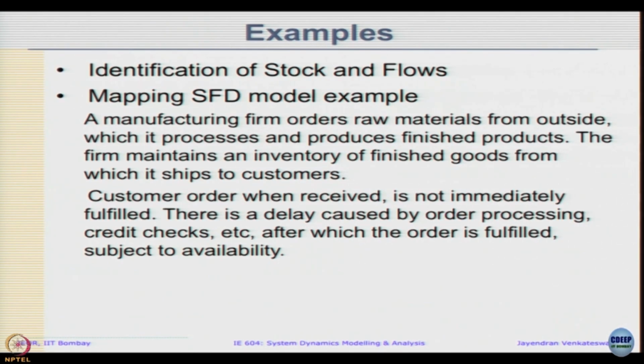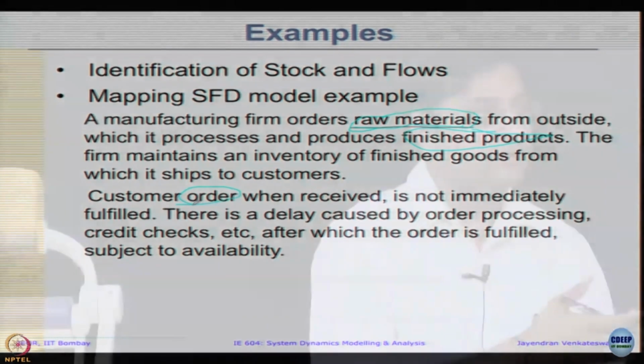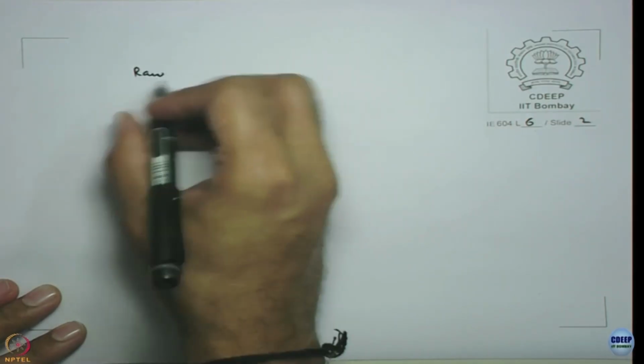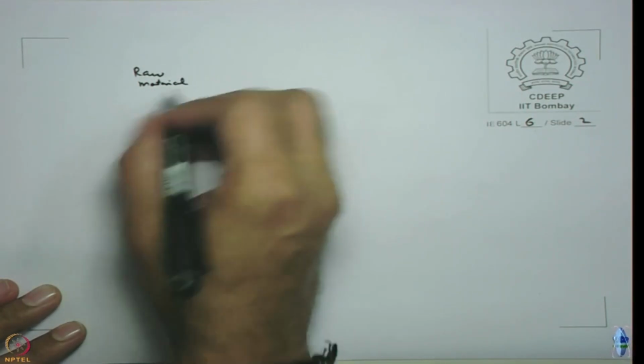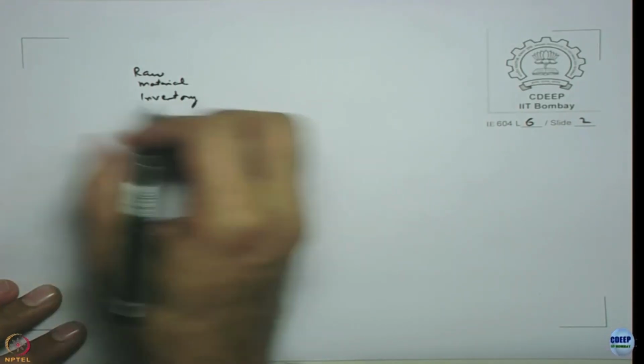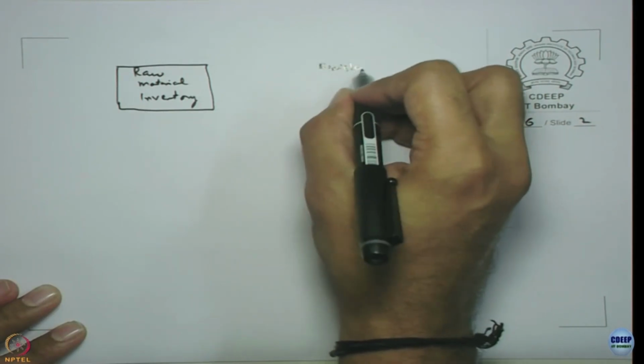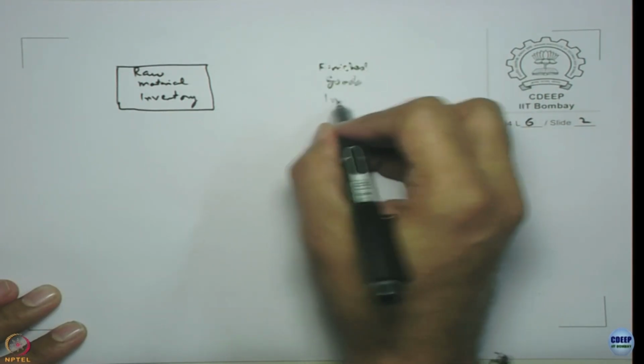So what could be the stocks in this scenario? I think the example is quite easy to remember. The company gets raw materials, then it produces and makes finished products, and when a customer makes an order, they keep it in backlog while they are doing all the various checks, and then once it is done, it is shipped. So we identified three stocks. Raw material inventory, finished goods inventory.